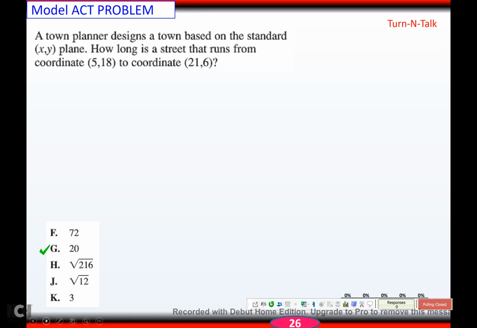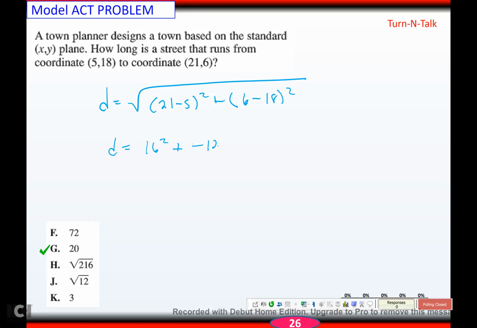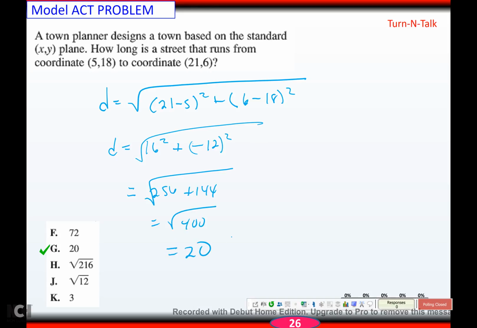It says a town planner designs a town based on the standard XY plane. How long is a street that runs from coordinate 5,18 to coordinate 21,6? Distance formula, square root of x2 minus x1 squared plus y2 minus y1 squared. That's going to give me 16 squared, and that's going to give me a negative 12 squared. And that's going to give me 256 plus 144, which gives me the square root of 400, which gives me 20.